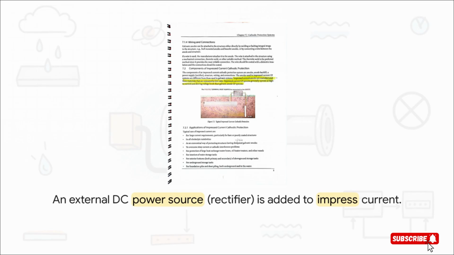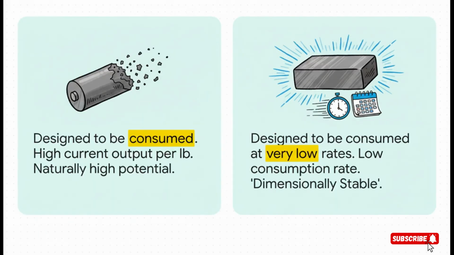And that gives us 2 huge advantages. We can protect enormous structures, and we can fine-tune the amount of protection just by turning a knob on the rectifier. Now, this change in power source completely flips the script on what kind of anodes we use. Galvanic anodes are, by their very definition, designed to be consumed. They're supposed to disappear over time. But impressed current anodes are designed not to be consumed, or at least to be consumed at an incredibly slow rate. That's why we often call them dimensionally stable. They can pump out a huge amount of current for years, even decades, without really changing their shape or size.